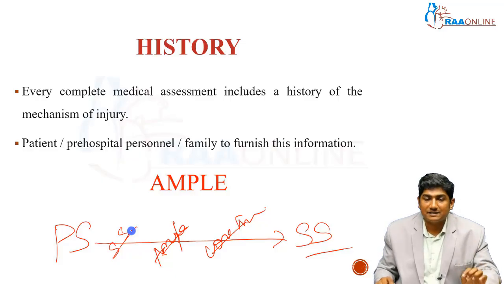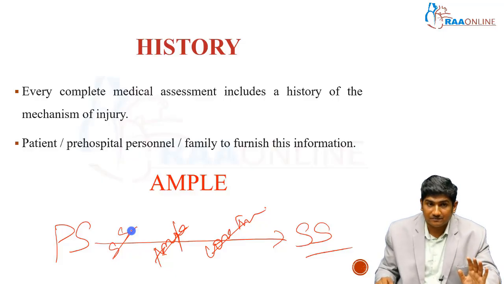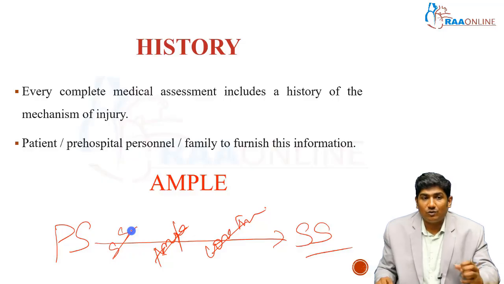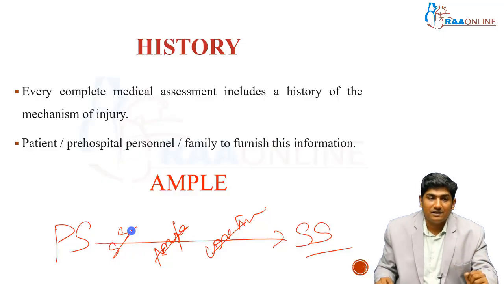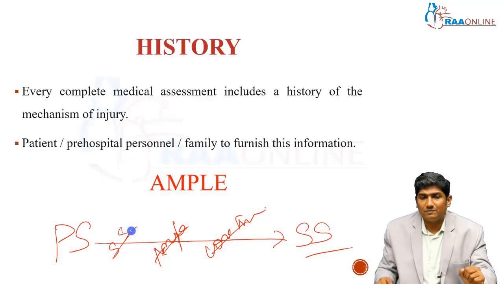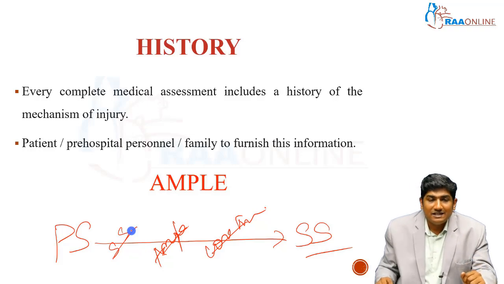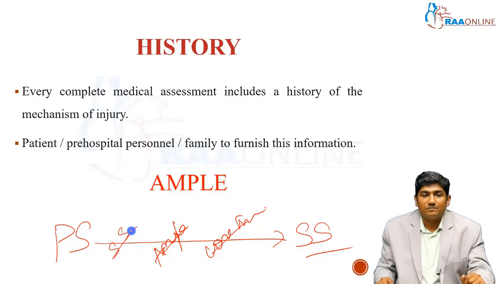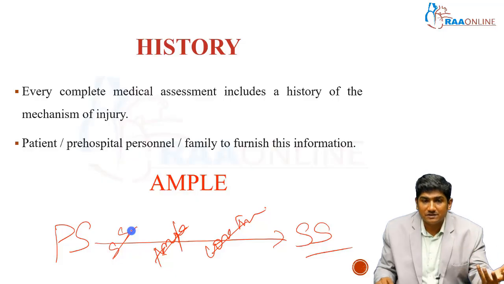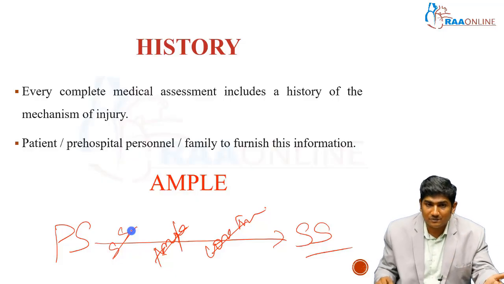Every complete medical assessment includes a history of the mechanism of injury. What happened exactly, the mechanism, can be obtained from the patient. But most of the time, the trauma patient himself will not be stable enough or conscious enough to give you a history. So such information has to be obtained from the pre-hospital personnel, the family, or the bystander who was with the patient. Now coming to AMPLE.